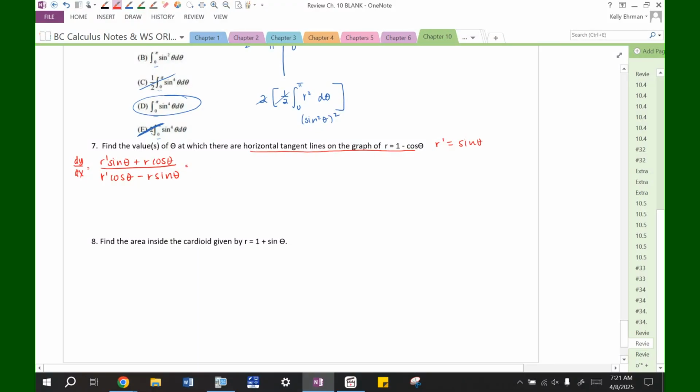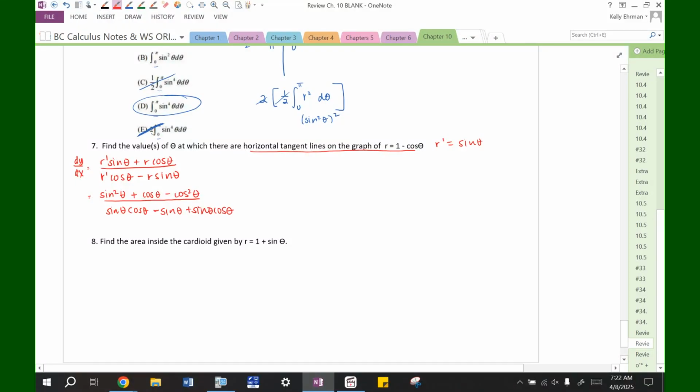Okay, so this is, actually, I'm going to go down below here. So sine times sine is sine squared plus cosine times 1 minus cosine. So that's cosine theta minus cosine squared theta over r prime, sine times cosine, minus r times sine theta. So minus sine theta plus sine theta cosine theta.